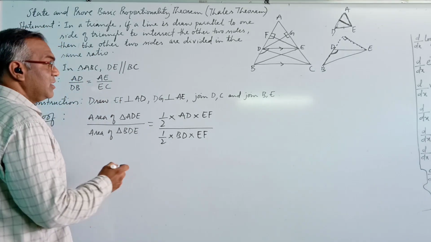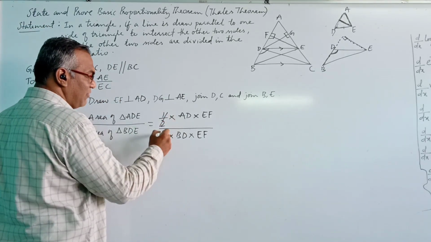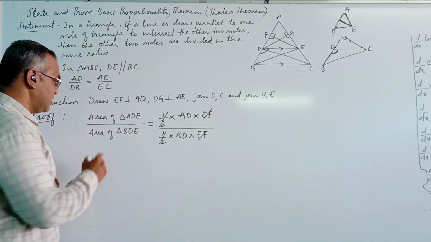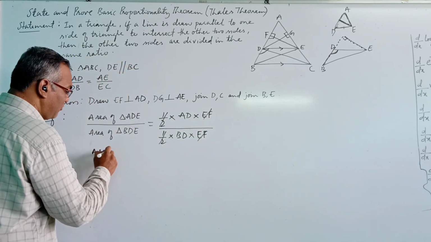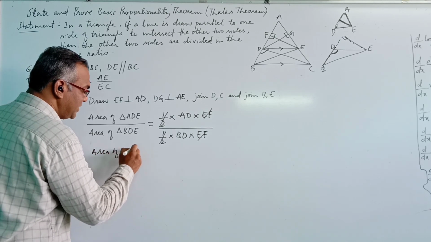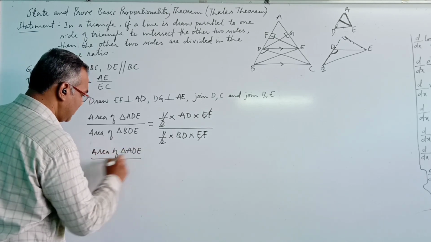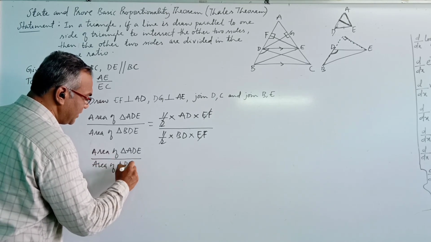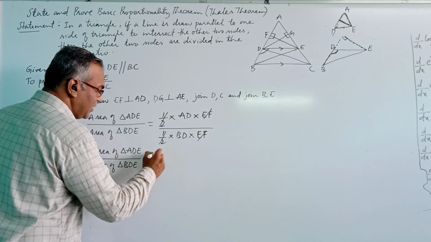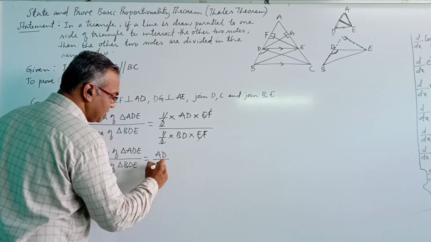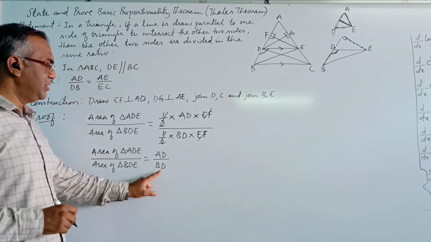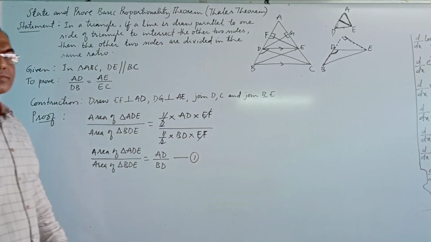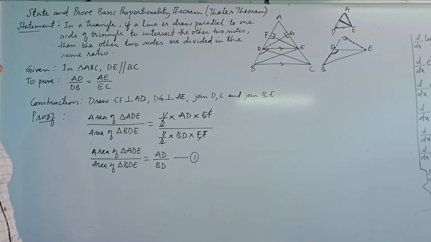This is what, right? Now here half will get cancelled. EF will also get cancelled. What is left? Area of triangle ADE divided by area of triangle BDE will be equal to AD divided by BD or DB. This is what we got. Consider this as equation number 1.